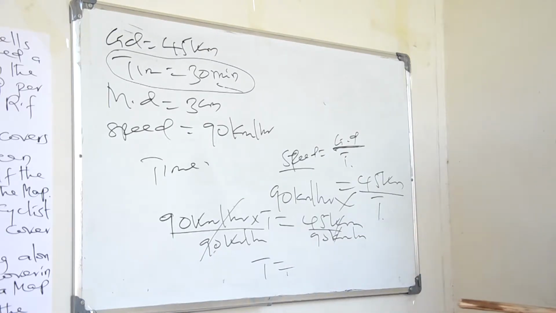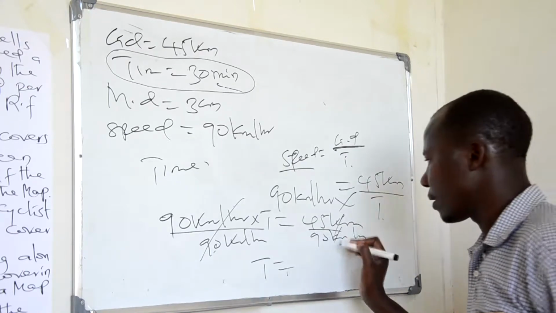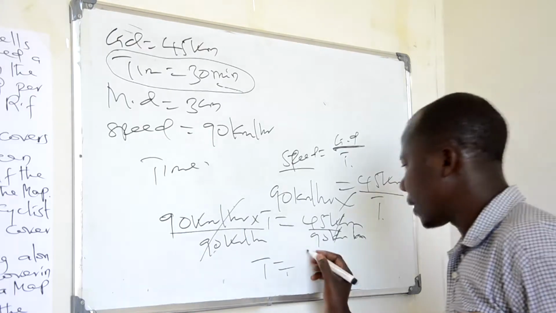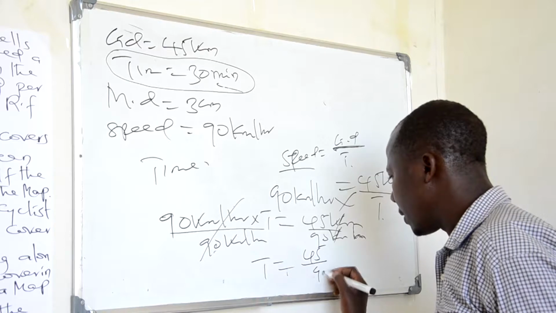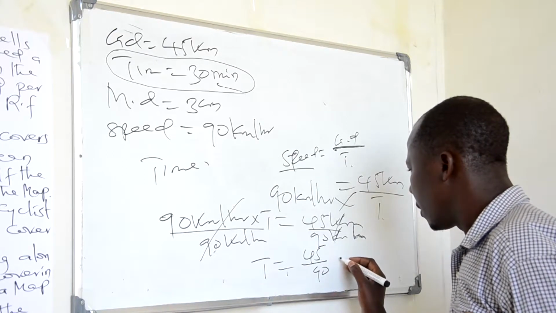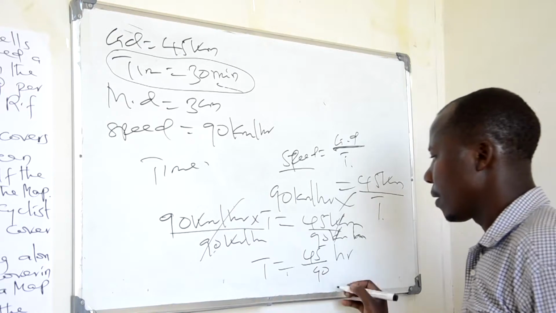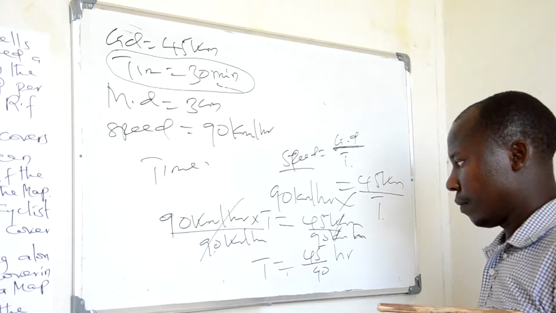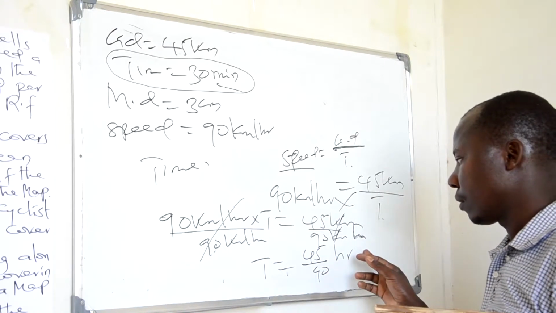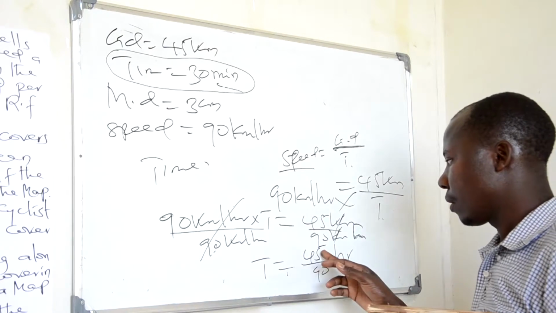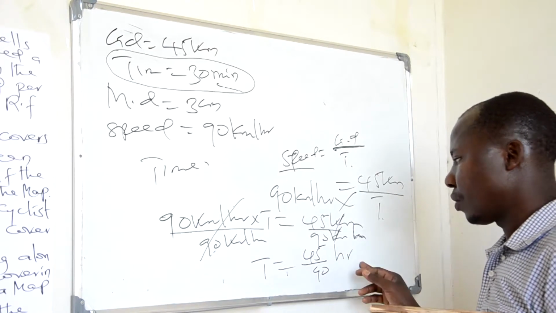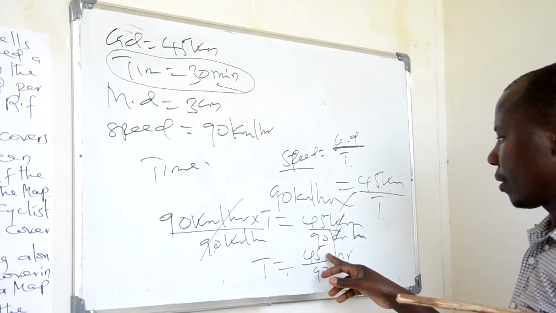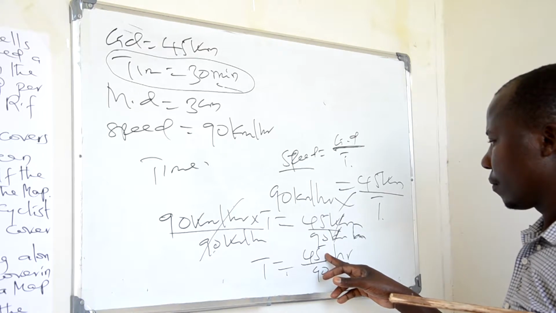We cancel it. Kilometer and the kilometer cancel, remaining hours. So here we get 45 over 90 hours. If we divide, 5 times 9 is 45, 9 times 5 is 45, and here is 10. Divide by 2, divide by 3. So here it comes to 1:20, I think.